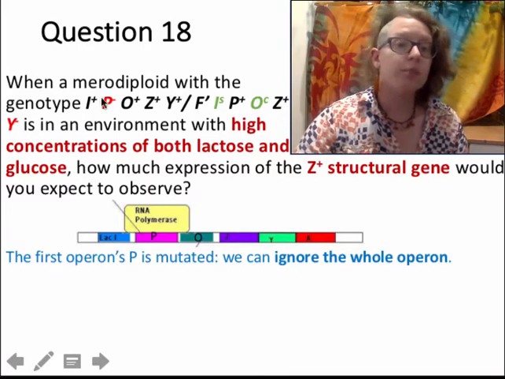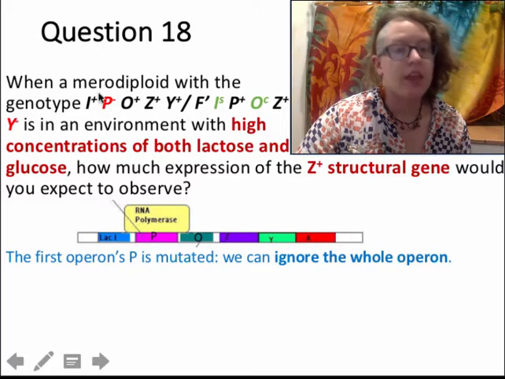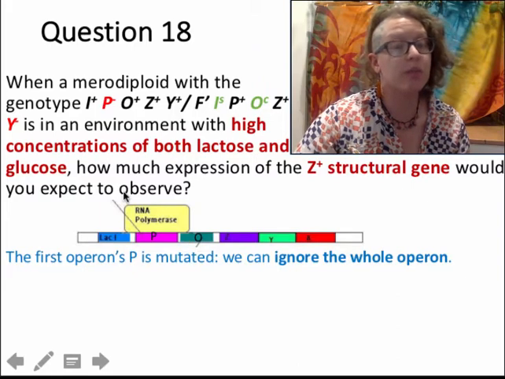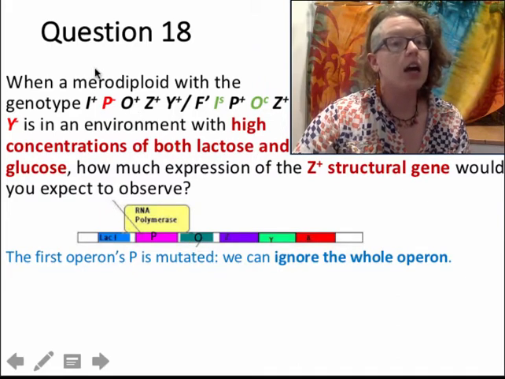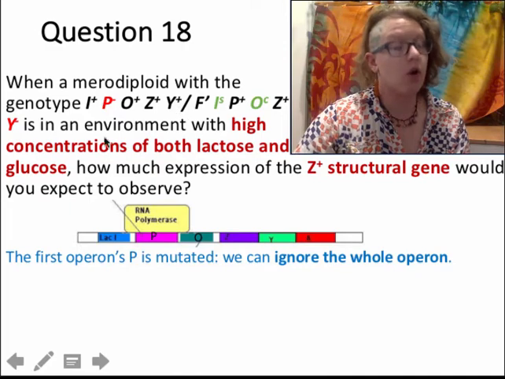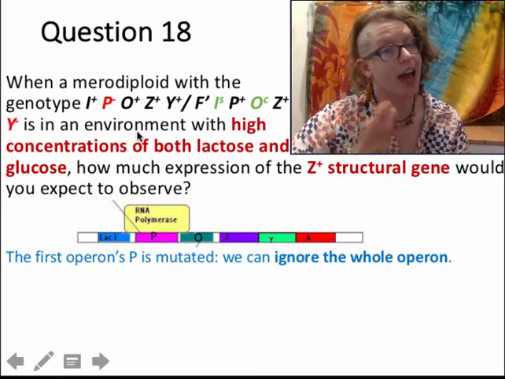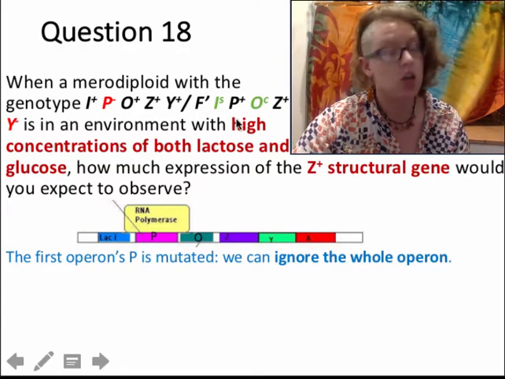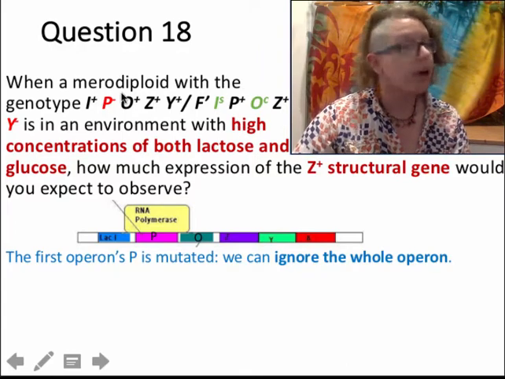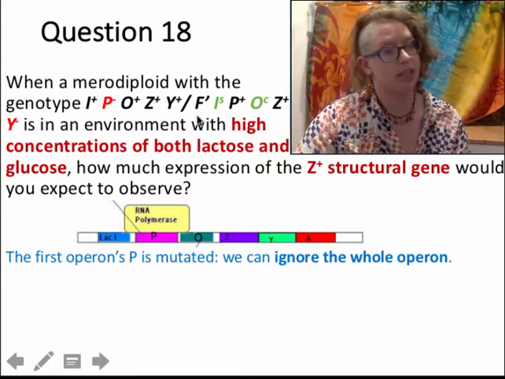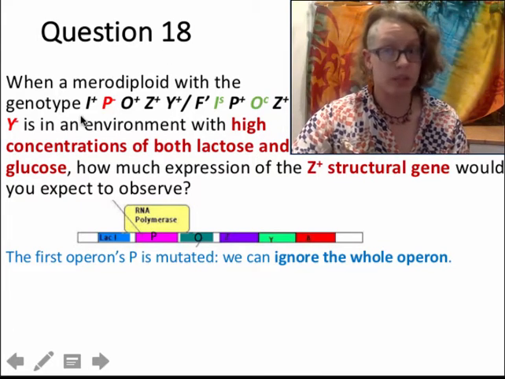Well, the first important part is this. That first operon's P is mutated. It does not work, which means that it cannot interact with RNA polymerase, and none of this is going to be active. The whole first operon is going to be irrelevant, because no matter how excited this repressor is, no matter how healthy this operon is, RNA polymerase just can't interface. Not going to happen. We can ignore this one.